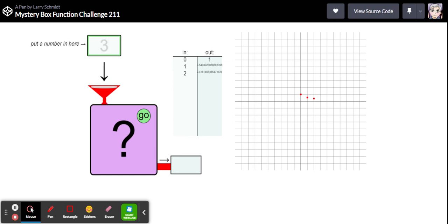Let's try a 3. It went down and now it's coming back up. So I'm thinking trig here. Let's put in a 3.14, approximation for pi. And that's basically got us back at 1. We started at 1, and when we get to pi, we get to 1 again. Let's put in pi over 2, or an approximation, so 1.5. And there we're basically at 0.